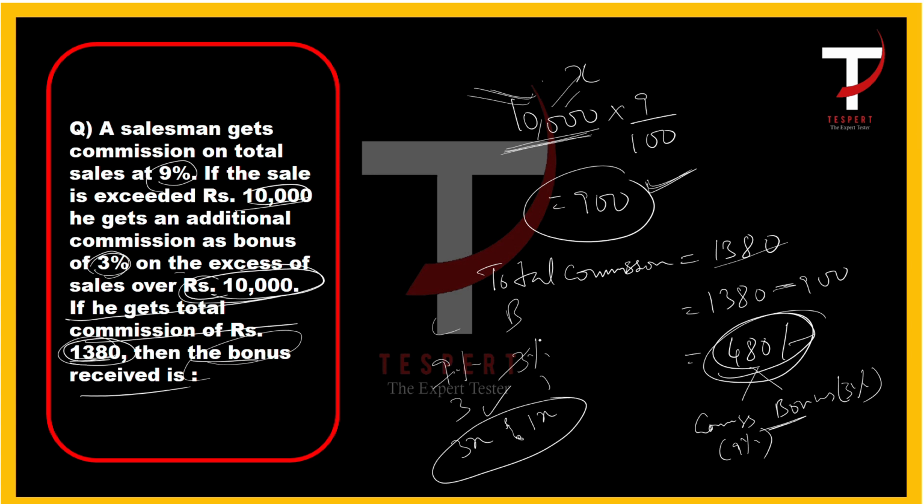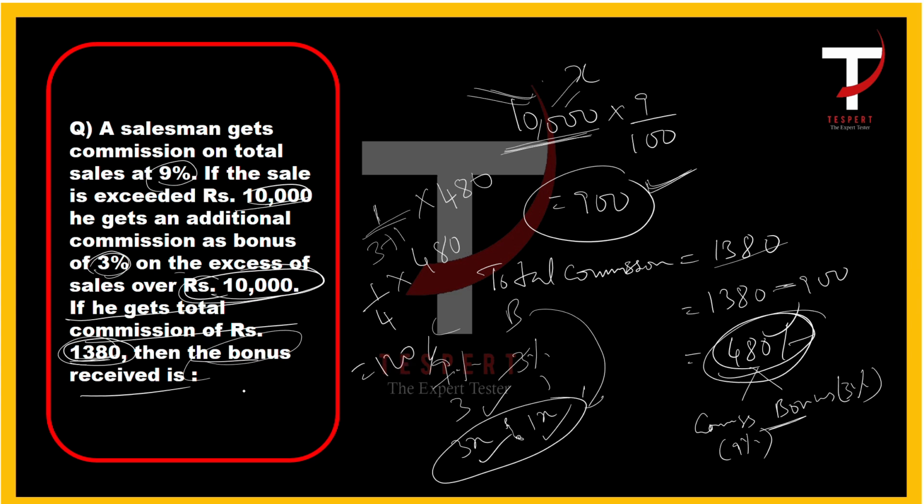So the ratio of the bonus is 1x, that is 1 by (3 parts plus 1 part) into 480. So 1 by 4 into 480 will be equal to 120 rupees. So the bonus that he received is 120 rupees.